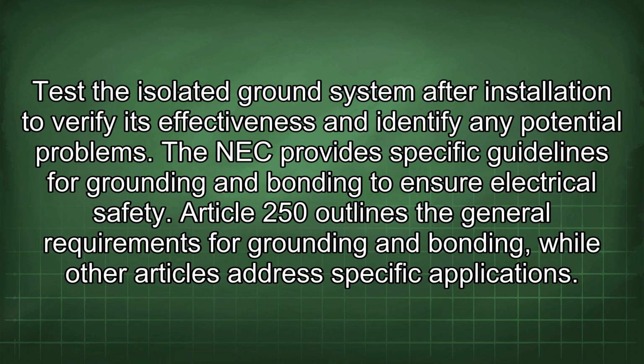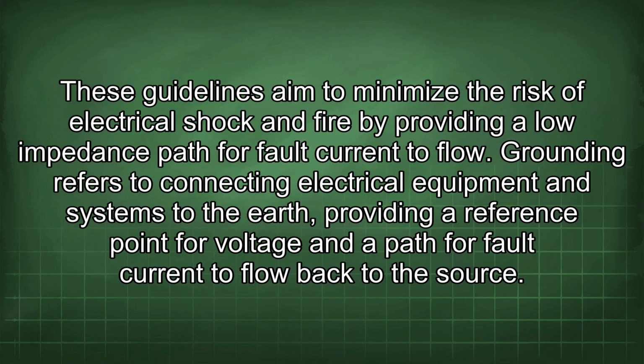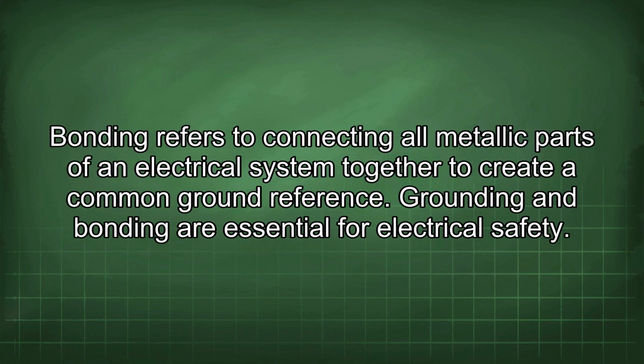The NEC provides specific guidelines for grounding and bonding to ensure electrical safety. Article 250 outlines the general requirements for grounding and bonding, while other articles address specific applications. These guidelines aim to minimize the risk of electrical shock and fire by providing a low impedance path for fault current to flow. Grounding refers to connecting electrical equipment and systems to the earth, providing a reference point for voltage and a path for fault current to flow back to the source. Bonding refers to connecting all metallic parts of an electrical system together to create a common ground reference.